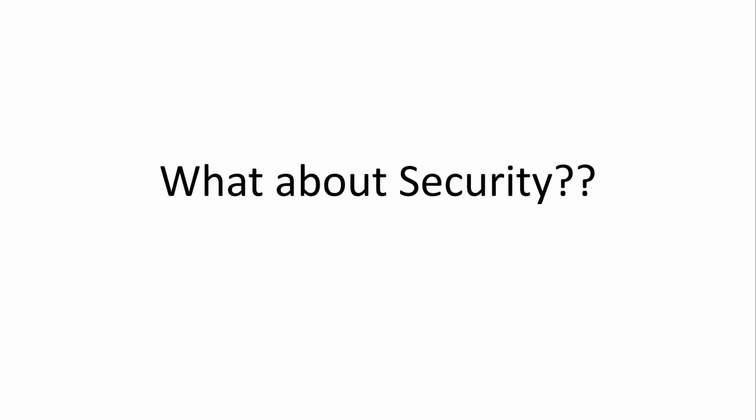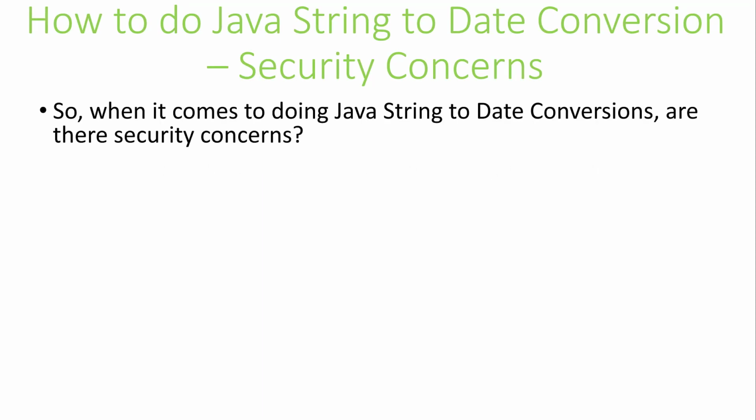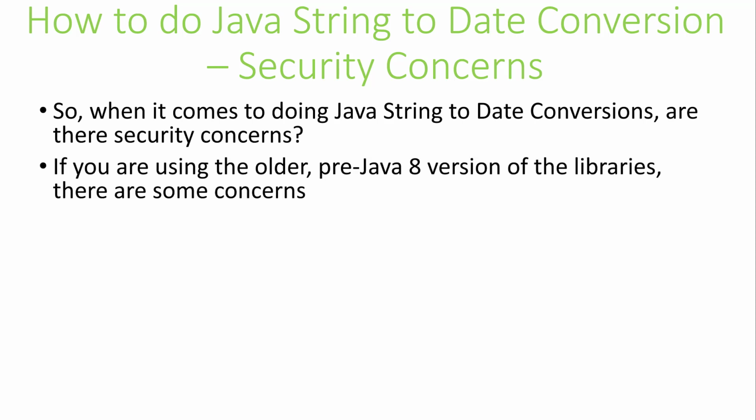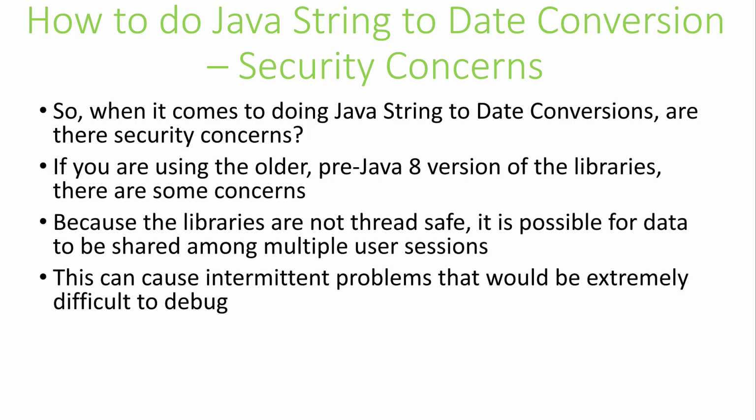When it comes to security, are there any concerns around string to date conversions or dates in general? Perhaps surprisingly, there are a lot of concerns around the use of dates and times when it comes to security. If your code uses the older pre-Java 8 versions of the date libraries, there's some concerns to be aware of. Because the libraries are not thread safe, it's possible for the data to be shared among multiple user sessions. This can cause intermittent problems in your application that will be extremely difficult to debug. Always pay attention to the compiler warnings around deprecated code.